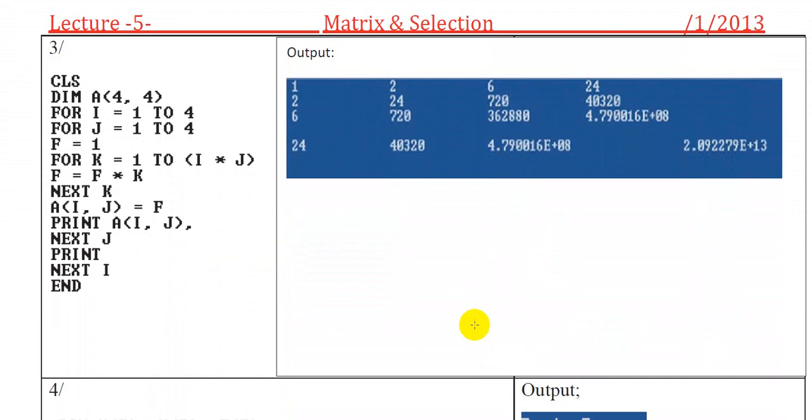The third selected output will be in the following form, as well as the input, visualized as follows. So 3, CLS, DIM, or the dim statement here for the iteration A(4, 4) matrix, which uses the same DIM statement you already visualized. For I equals 1 to 4, for j equals 1 to 4, f equals 1, for k equals 1 to I plus j, or I times j, f equals f times k, next k. A(i,j) equals f.